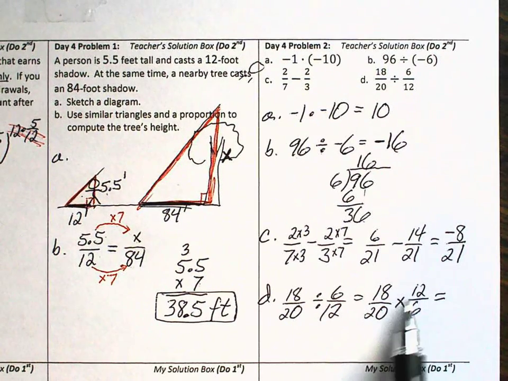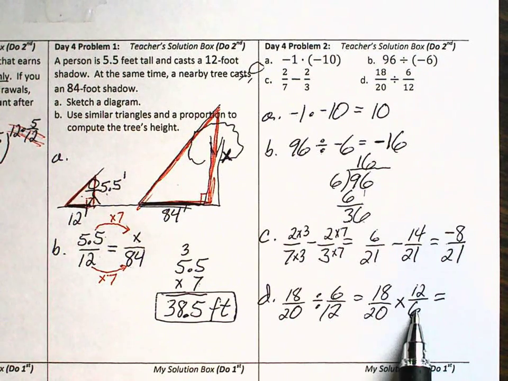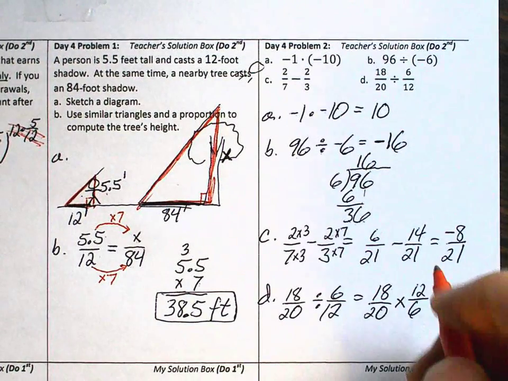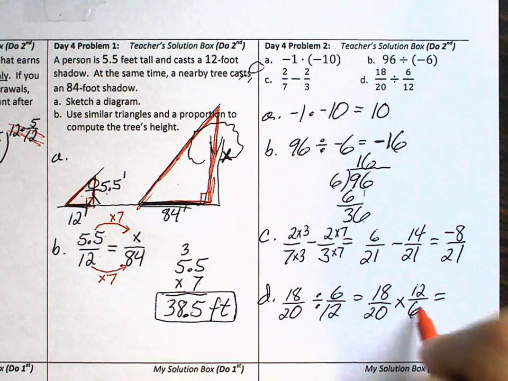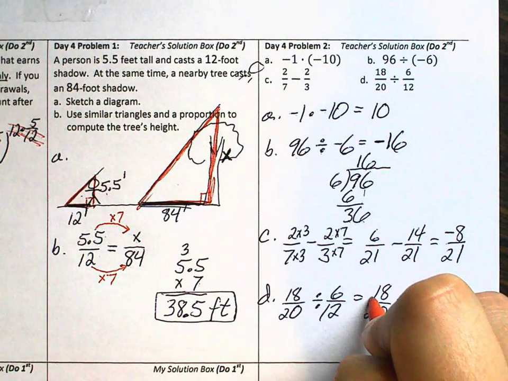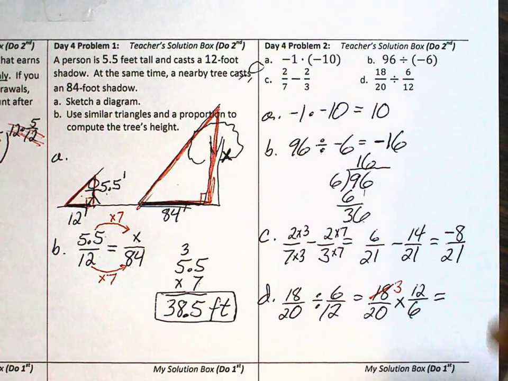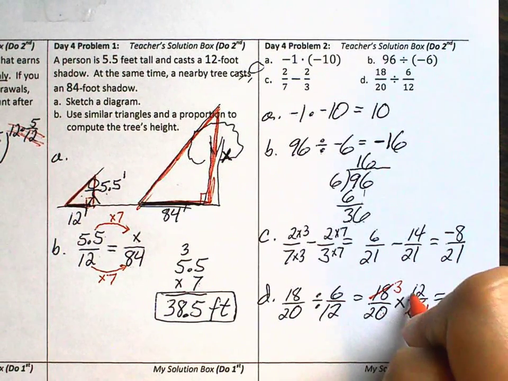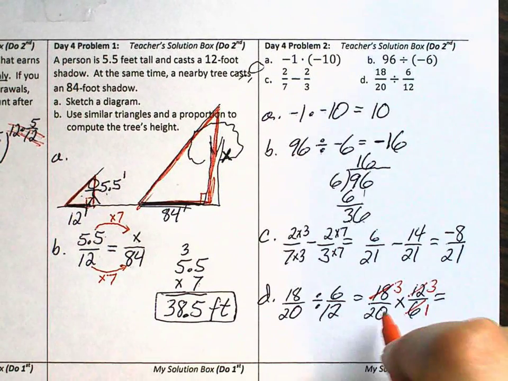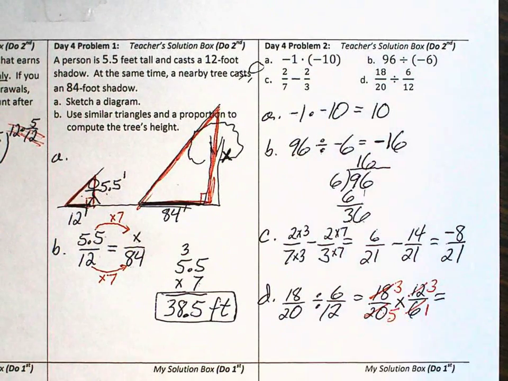So if there's any reducing, or some people call it cross-canceling, that we can do right now, that's going to make these numbers smaller and easier to multiply together. So let's look for reducing right now. 18 and 6 reduces. 18 divided by 6 leaves 3, and 6 divided by 6 leaves 1. 12 and 20 reduces. 12 and 20 both divide by 4. 12 divided by 4 leaves 3, and 20 divided by 4 leaves 5.